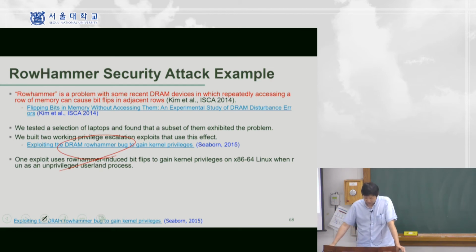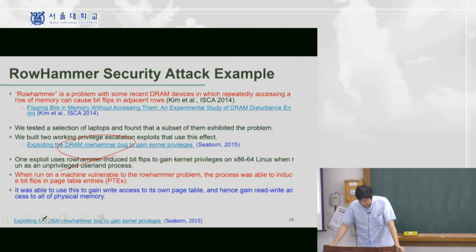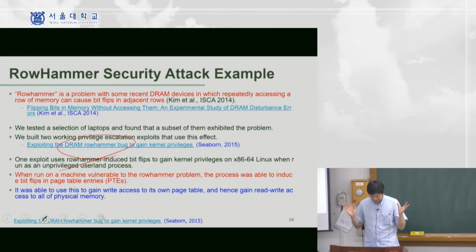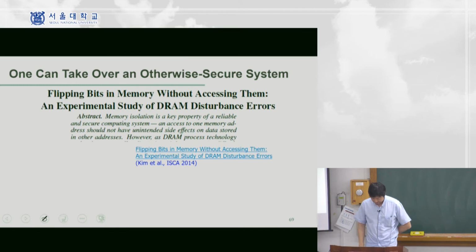So one exploit used row hammer induced bit flips to gain kernel privilege on x86-64 Linux when run as an unprivileged user process. Basically, you run your own version of a simple attack code, and eventually get OS kernel level privilege. Also, using this row hammer bug, you can change the value of a PTE, page table entry, so that you corrupt the mapping between virtual memory and physical memory to take over the entire physical memory space. I haven't read this paper, so if you're interested, take a look. Although, as I said, it's patched, so it's not as serious today. But this one is the original bit flip row hammer paper.